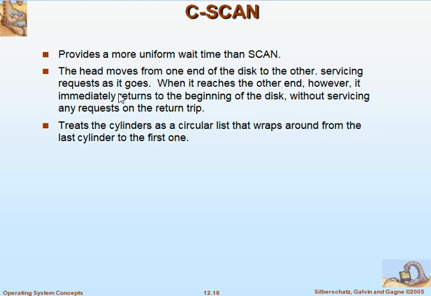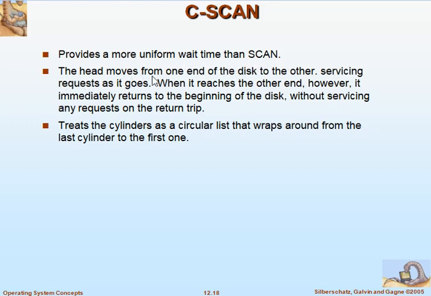Okay, next one is the C-SCAN. Similar to the SCAN, the only variation is that C is like a circular scan. In this case, the head will move from one end of the disk to the other end. When it reaches the other end, it will directly come to the beginning of the disk. It will not cater any request in between. That is how the C-SCAN works. It provides a more uniform wait time than SCAN.